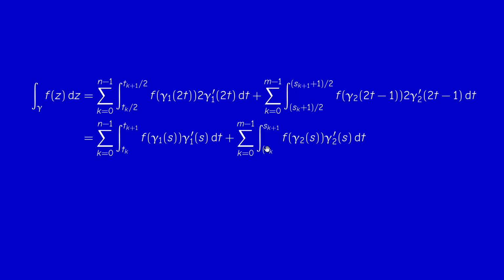And now I do a change of variables as before, as in the particular case. In the first integral, I do the change of variables s equal to t. In the second integral, I do the change of variables s equal to t minus 1. And now I recognize that the first sum is the integral over gamma 1 by definition, and the second sum is the integral over gamma 2. Right? So this concludes the technical proof of this lemma 2.3, which is very useful and which we use very much in practice. Okay, so thank you for your attention and see you next week.